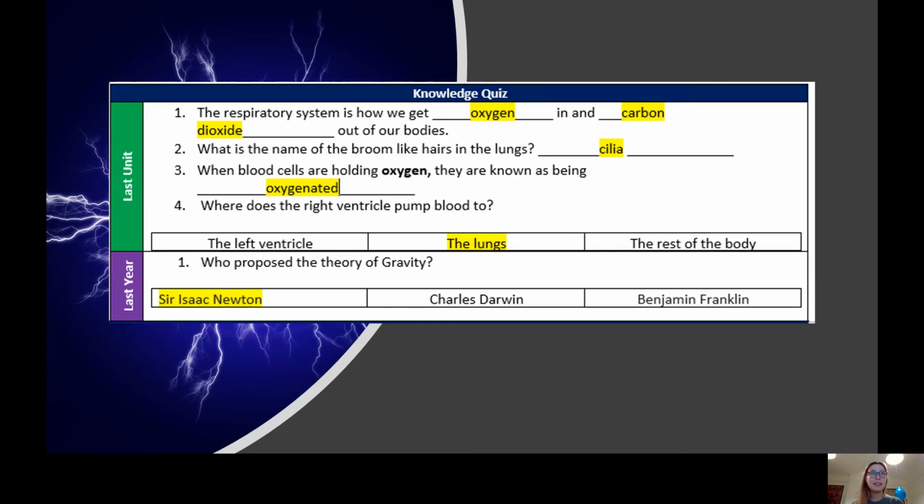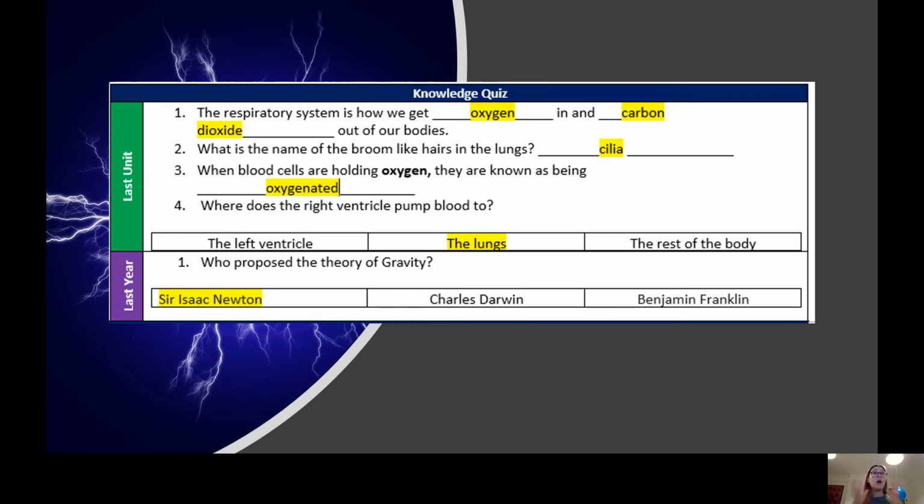Let's go through the answers together. Question 1, the respiratory system is how we get oxygen in and carbon dioxide out of our bodies. Remember, we all need oxygen in order to breathe, in order to respire. It's how we get energy. So we want oxygen in and carbon dioxide out. Question 2, what is the name of the broom-like hairs in the lungs? They're called cilia. Remember, we studied these when we learned about smoking and the effects of it on your body. Cilia helps sweep mucus out of your lungs.